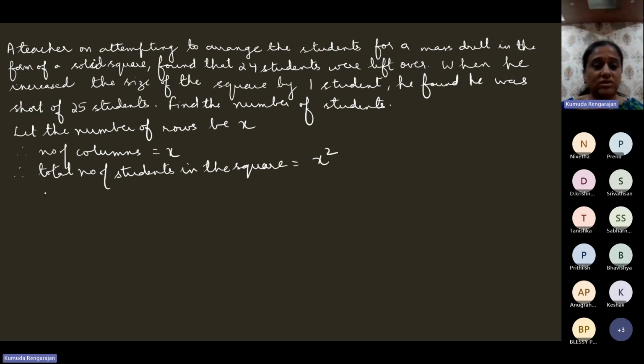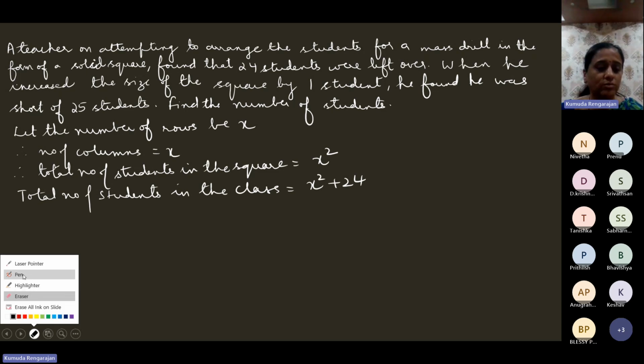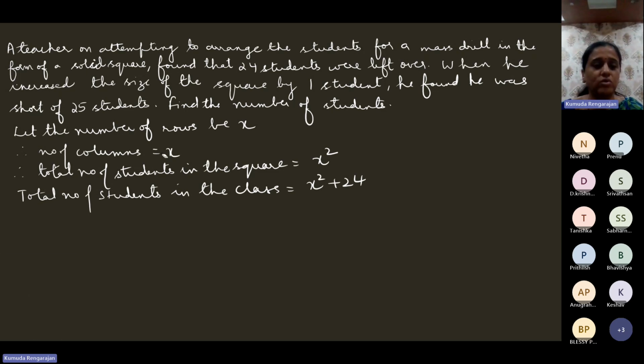But what's the total number of students in the class? Total number of students in the class is equal to x square plus 24. Number of columns, we have seen earlier, is also the number of students in each row. We've understood this earlier. Number of columns also means number of students in each row.